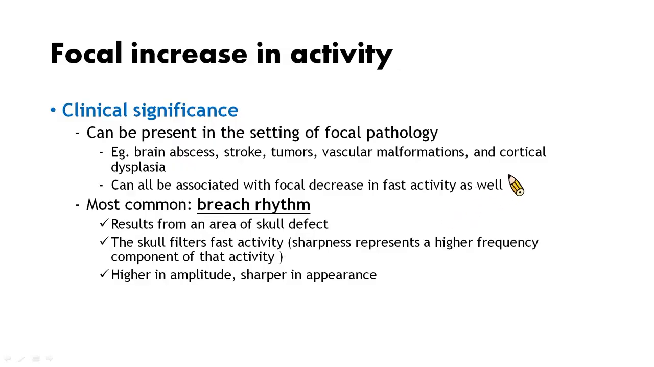Then we talk about focal increase in activity. It can be present in the setting of focal pathology, like brain abscess, stroke, tumors, vascular malformations, and cortical dysplasia. However, it can also be associated with focal decrease in fast activity as well. The most classic example is breach lesion. It results from an area of skull defect, because the skull filters fast activity. So the region without skull shows EEG waves higher in amplitude and sharper in appearance.